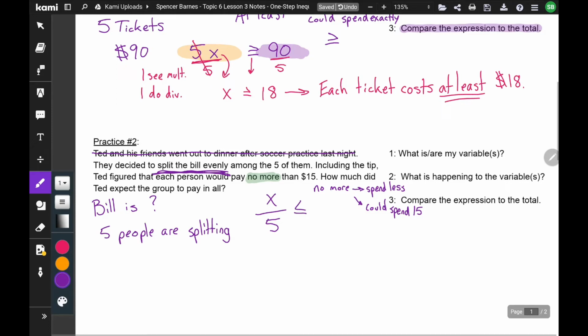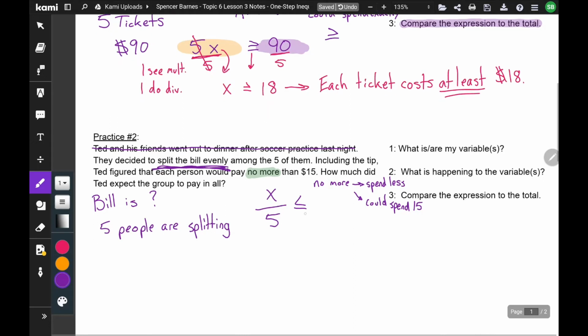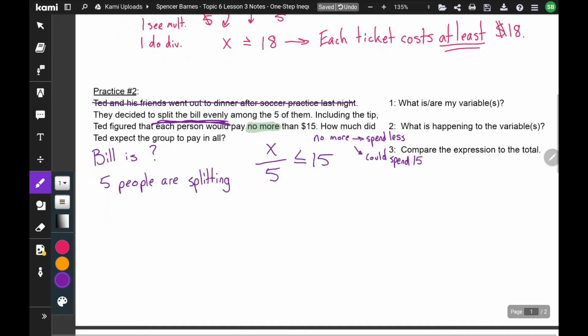And then, well, how much are they no more than? Well, no more than 15. So x divided by 5 is less than or equal to 15. Now, I'm going to rewrite that down here, give myself a little more space to work. So x divided by 5 is less than or equal to 15.